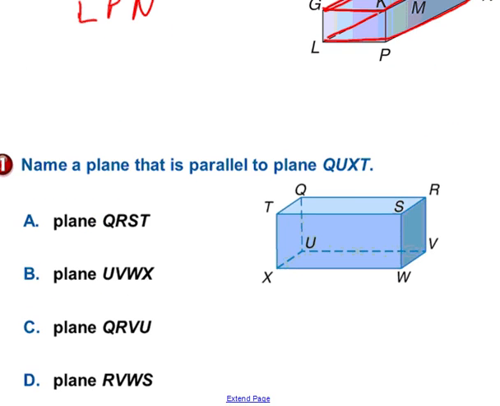Second one down here. Name a plane that is parallel to plane QUXT. QUXT is actually the end of that box, or the side panel of that box. So the side panel of the box that is parallel to that plane is SRVW. It's D down here. Those two things are parallel planes.